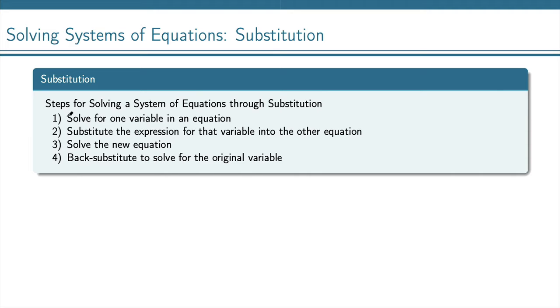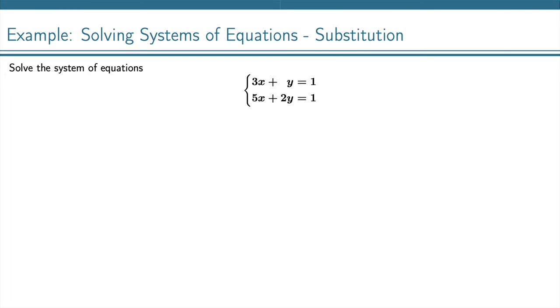So the steps that we follow are, the first thing is you just solve for one variable in an equation, and then you substitute the expression for that variable into the other equation. Now this process here is just for two equations. Once you have that, you can solve that new equation for the second variable, and then you can do what's called back substitution, where you back substitute that variable that you found into the original equation to solve for the original variable. So let's go ahead and do an example so we can see that.